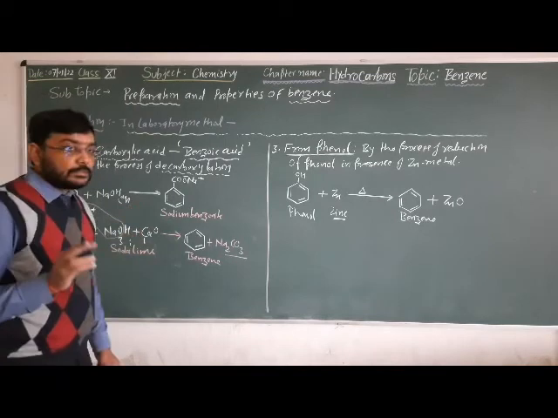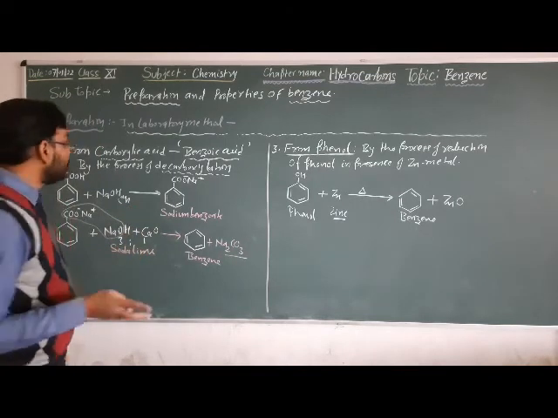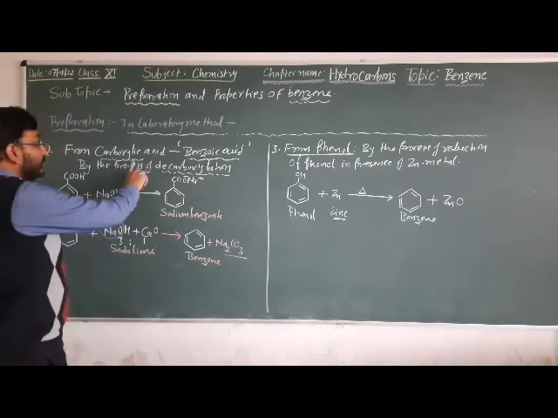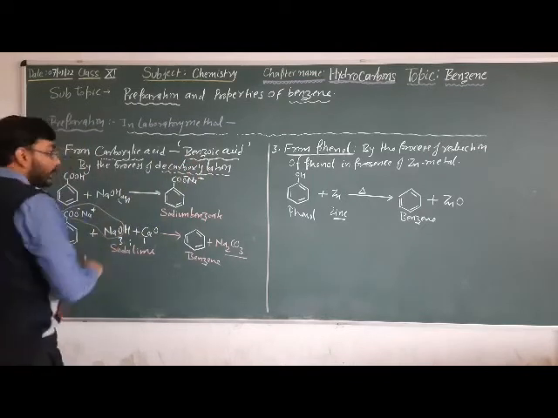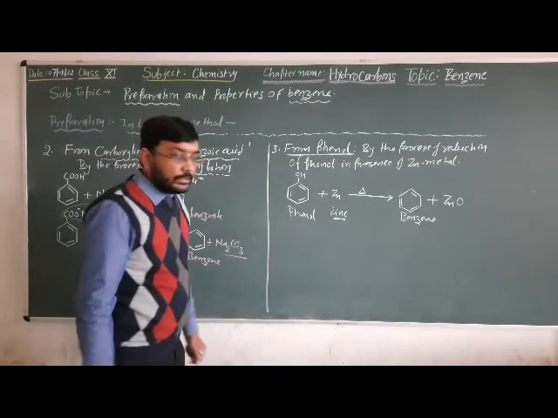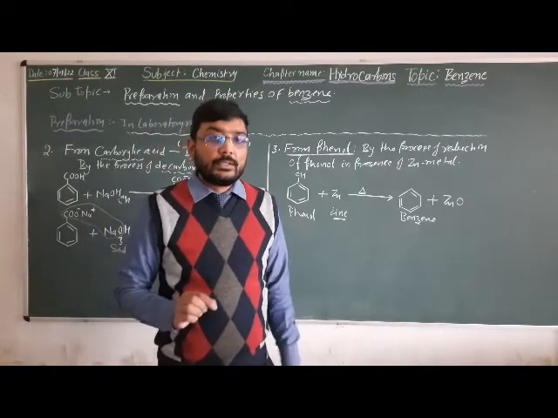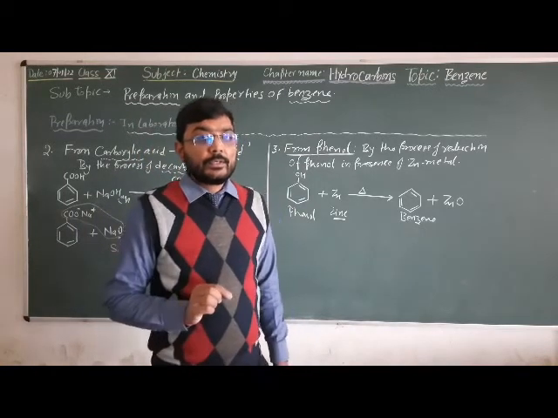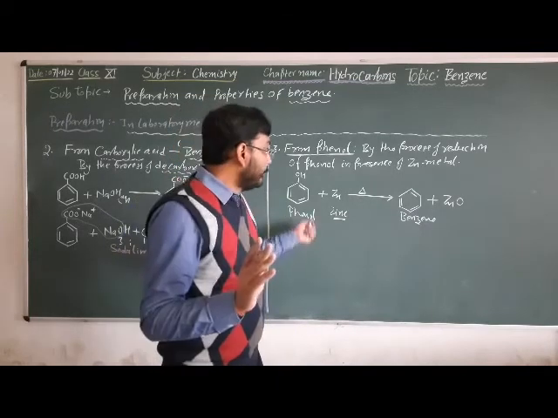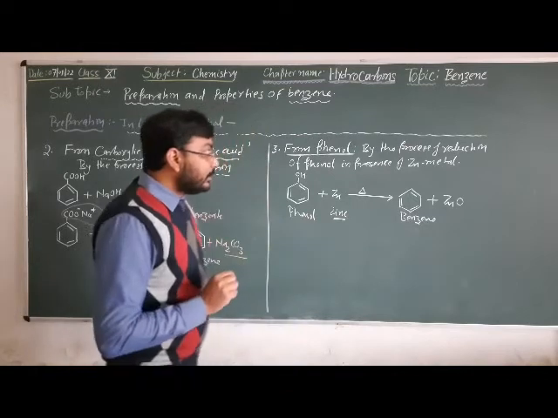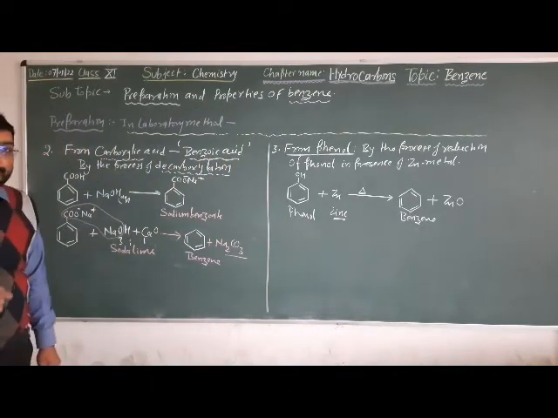So now we understand the 3 methods of preparation for benzene. The first one is from acetylene gas. The second one is from carboxylic acid, benzoic acid. And the third is from phenol. So it's about the preparation of benzene from 3 different substances: acetylene, benzoic acid, and phenol. Note it down. Then I will discuss the properties of benzene.